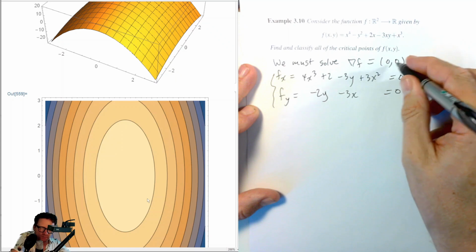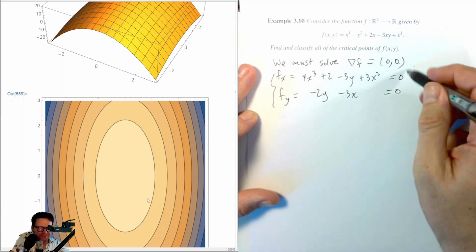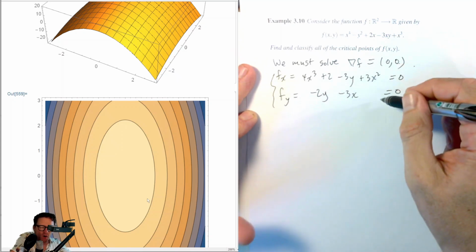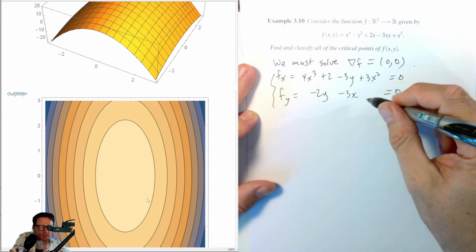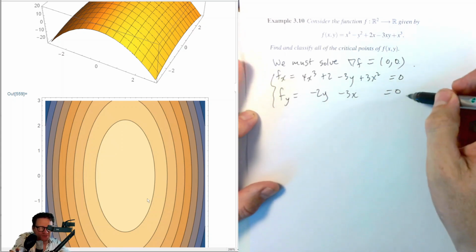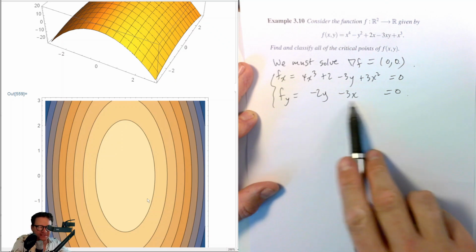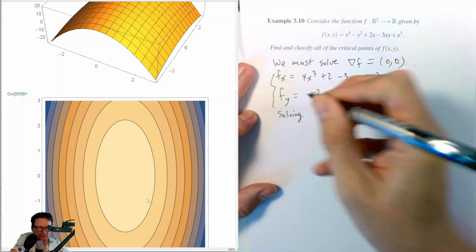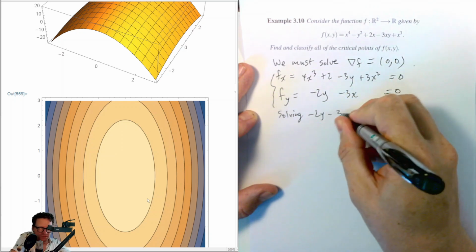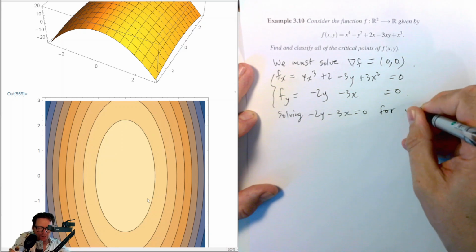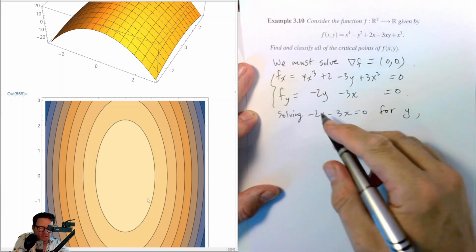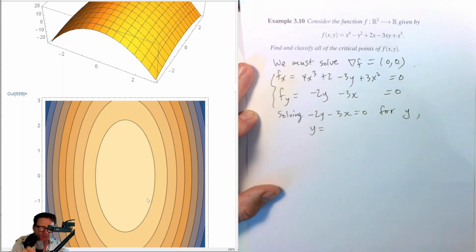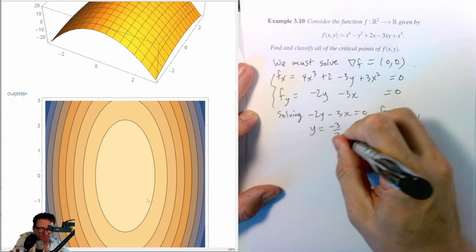And that's equal to 0 given by this. Okay, so solving this system, it's a nonlinear system in variables x and y. We want to solve this by eliminating, say, y, but to do that, we want to take that second equation and solve that for y. So solving minus 2y minus 3x equals 0 for y, we take the 2y over to the right hand side, divide by 2, and then we get y equal to minus 3 over 2 x.